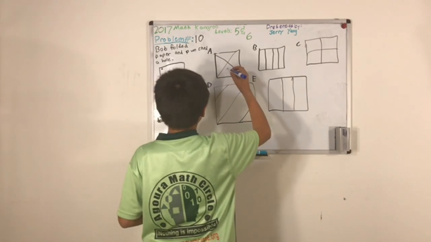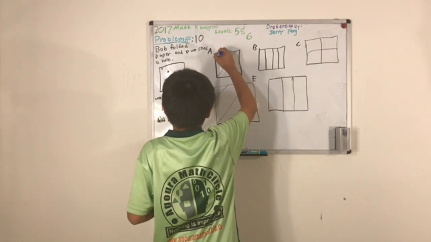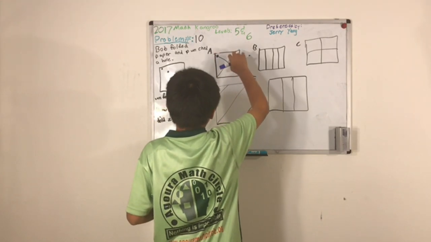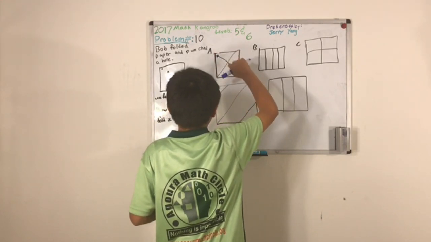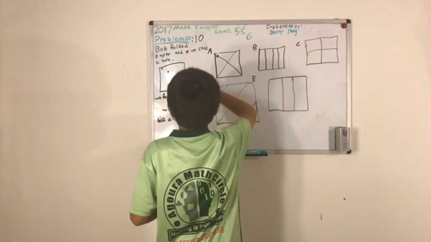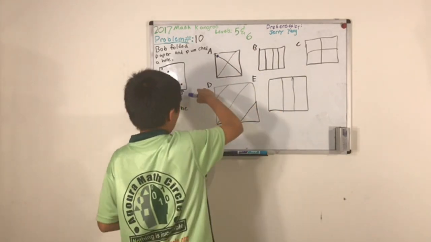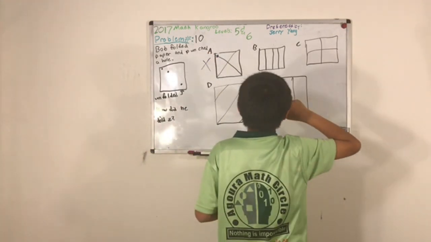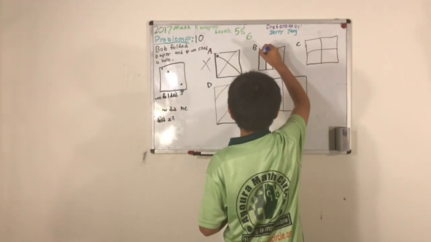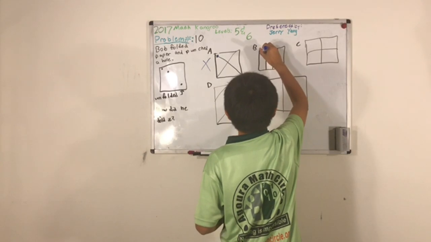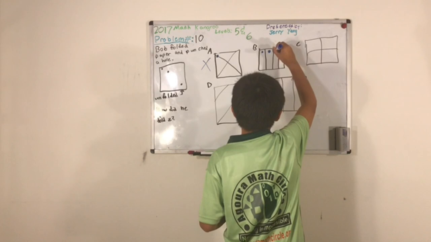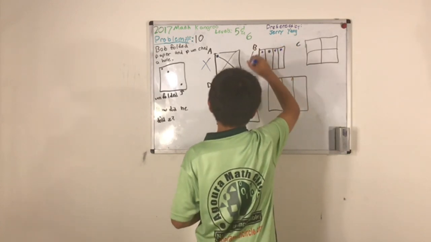So A doesn't work because he would have to punch it along this end, and that wouldn't result in anything good because that wouldn't really get the pattern we're looking for, which is a diagonal pattern. So A cannot be the answer. For B, in order to get this pattern, he would have to punch it like this, and then that would result in mirrored punches like this. So B cannot be it either.